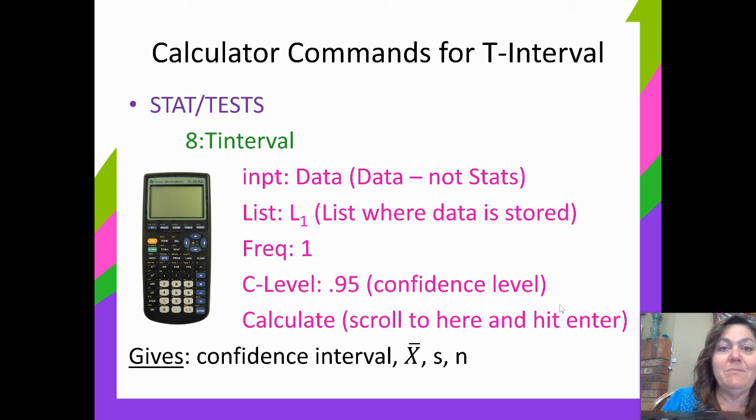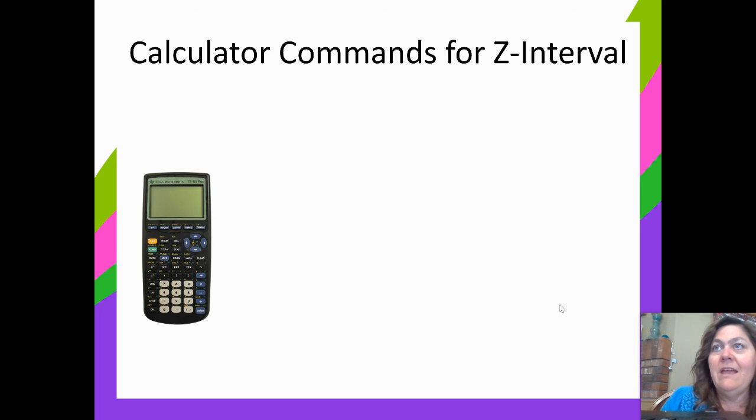It'll tell you what x bar is, what s is, and what n is. There's no need to run one-variable stats because it gives you everything you need here, and it gives you the confidence interval. So this will be so much faster and easier on your homework, to just use the calculator command for t. Now, we learned in 10.1, what if I do know the standard deviation of a population? Then I use a z interval. So remember, t interval, z interval.